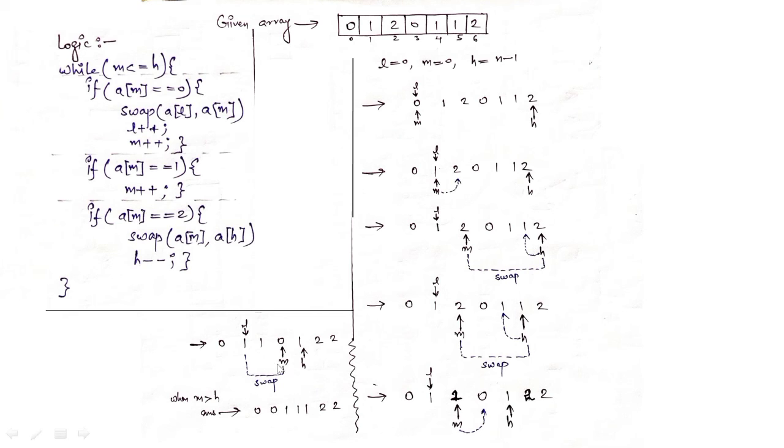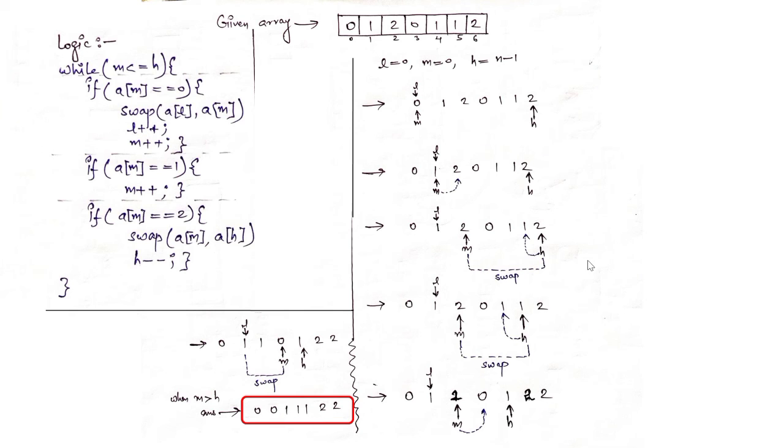After this, M is pointing here and H is pointing here. According to the condition, if we try to increment the M value, then M will exceed the value of H, which is against the condition of the while loop. So this while loop will not execute at that time, right? So this is where we got our array, and this is the answer: 0 0 1 1 1 2 2.